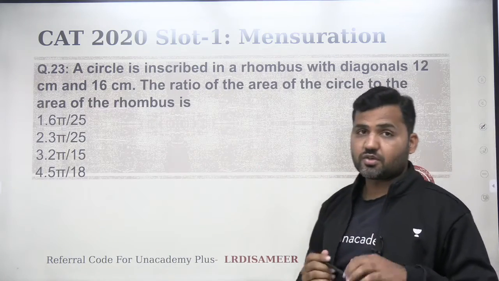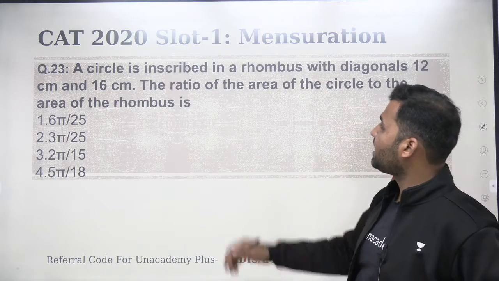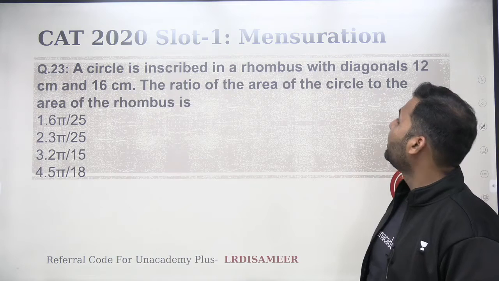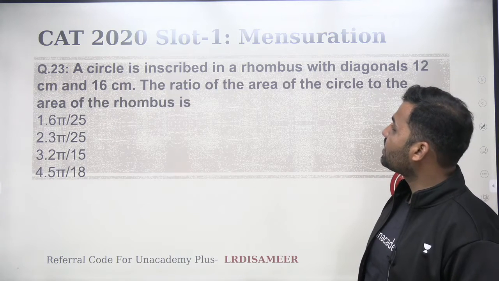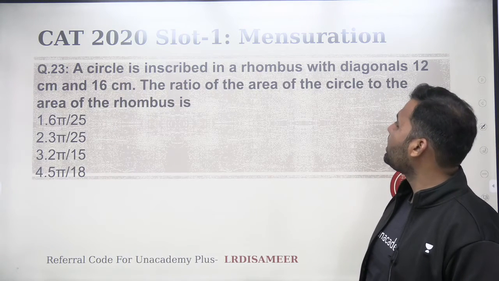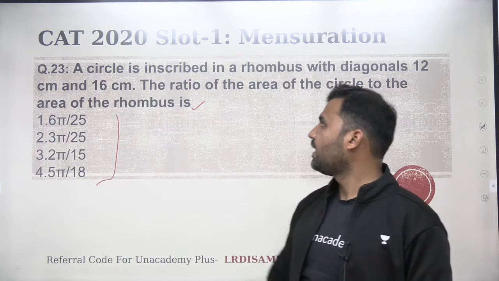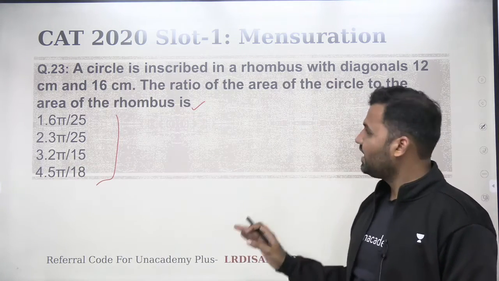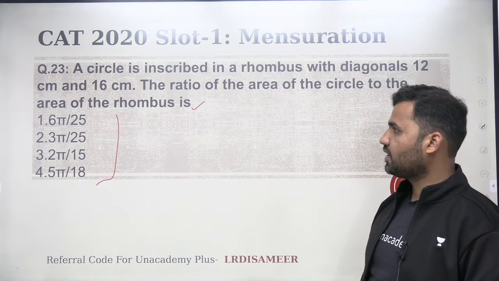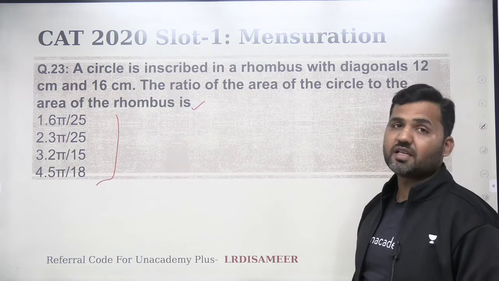The question that has been asked in this same paper: a circle is inscribed in a rhombus with diagonals 12 centimeter and 16 centimeter, the ratio of the area of the circle to the area of the rhombus is what, right? This is what we are supposed to find out. I want you to try this question first, right? The question will be simple. The solution of this question will be discussed in the next part of the video.